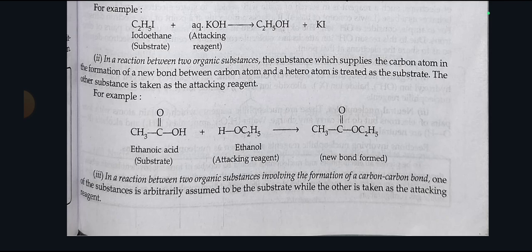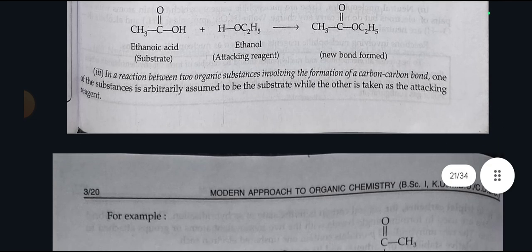Second, in a reaction between two organic substances, the substance which supplies the carbon atom in the formation of a new bond between a carbon atom and a hetero atom is treated as the substrate. The other substance is taken as the attacking reagent. For example, CH3COOH, ethanoic acid, substrate, plus C2H5OH, ethanol, attacking reagent, gives CH3COOC2H5, a new bond formed.